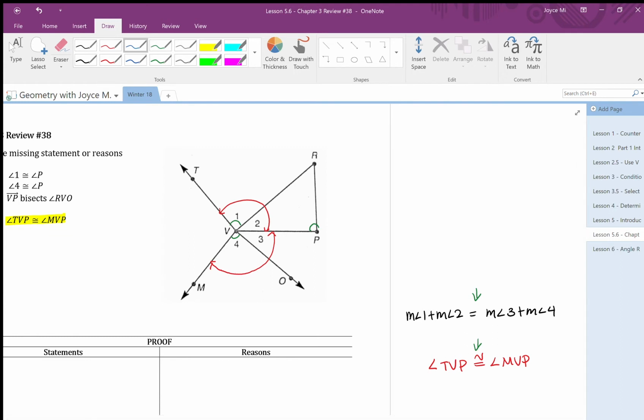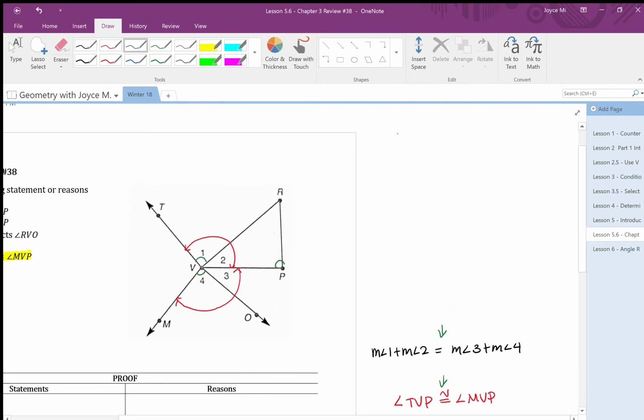So in my plan, let me label them. I have angle 1 congruent to angle P, and angle 4 also congruent to angle P. Let's look at the picture here. What do you notice? 1 is congruent to P, and 4 is also congruent to P. It tells me they are congruent to each other. So using that, I can make the conclusion that angle 1 is congruent to angle 4.